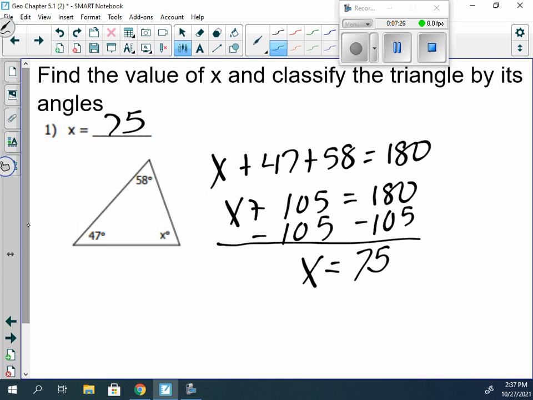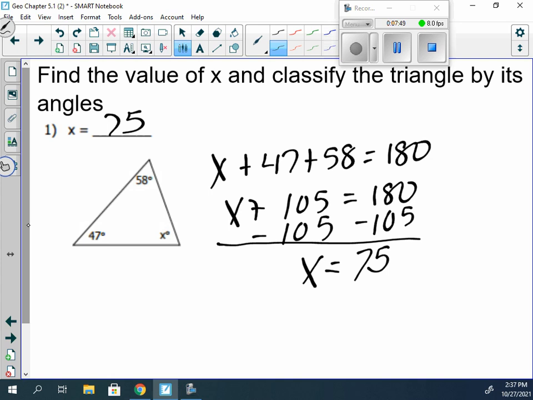So we started off by adding 47 and 58 together, combined like terms, which gave us 105. We subtracted it from both sides, and we found out that the missing angle, or the value of x, is 75. Now, how can we classify this triangle based off its angles?